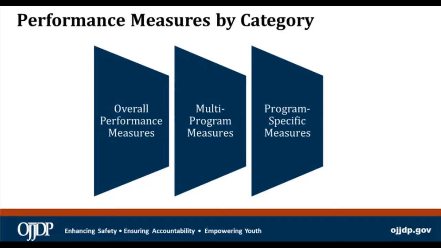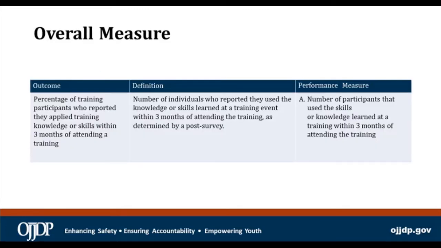The Juvenile Justice Emergency Planning Demonstration Program has 4 overall measures. It has 1 multi-program measure and 5 program-specific measures. I'll be highlighting these measures on the next slides. To begin, we will start with reviewing a few overall measures.